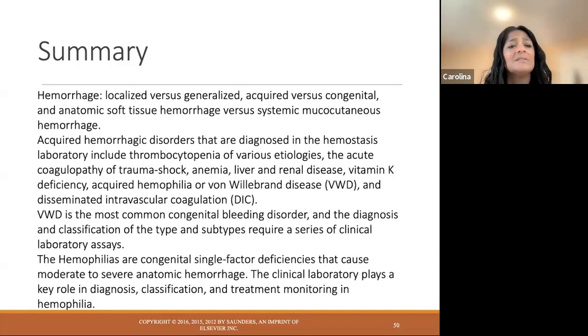Von Willebrand disease is the most common congenital bleeding disorder, and the diagnosis and classification of the type and subtypes requires a series of clinical lab assays. And the hemophilias are rare congenital single factor deficiencies that cause moderate to severe anatomic bleeding. And the clinical lab plays a key role in the diagnosis, the classification, and the treatment monitoring of these hemophilic patients or hemophilia disease. Okay.